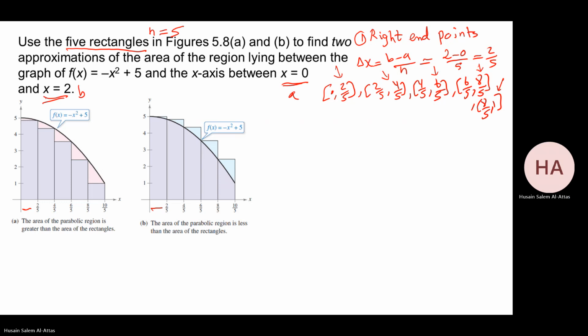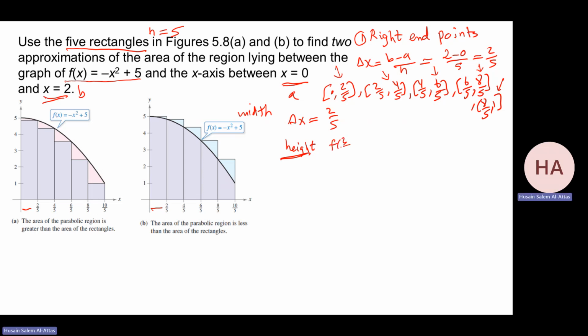Okay. So let us see what will happen. Now my function is this. This is my function. So I have delta x, which is the width, which is 2/5. This is the width. For the height, I need to be careful in the calculation.